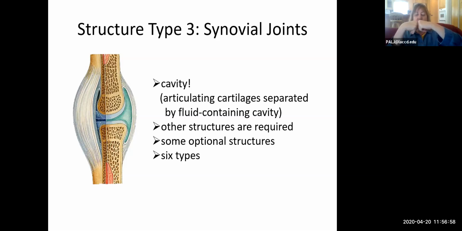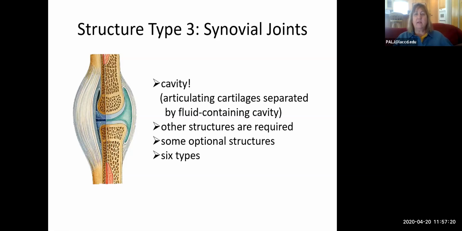They're not going to have a fibrous connective tissue. They're not going to have a piece of cartilage there, but what they are going to have there is a fluid-filled cavity. Now, in addition to this fluid-filled cavity, there are a multitude of structures that are required, and there are some options. So I need you to think of this and keep them straight.